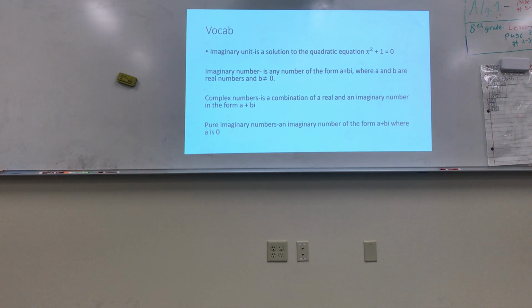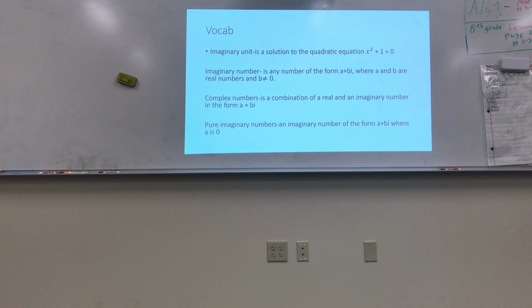The imaginary unit is a solution to the quadratic equation x squared plus 1 equals 0. An imaginary number is any number of the form a plus bi, where a and b are real numbers and b is not equal to 0. A complex number is a combination of a real number and an imaginary number in the form a plus bi. A pure imaginary number is an imaginary number of the form a plus bi, where a is 0.